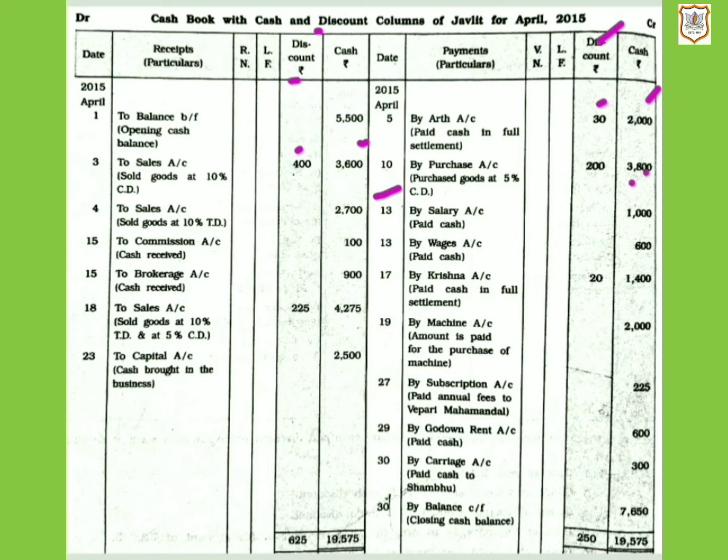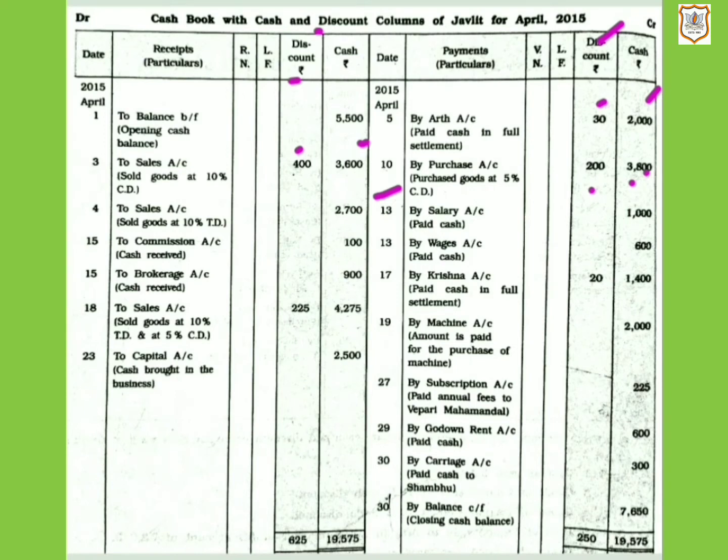So here we will write 3,800, and in discount column, that is 5% of 4,000, we will write 200. It is discount received. It is an income for us, so we will record it on credit side of cash book.